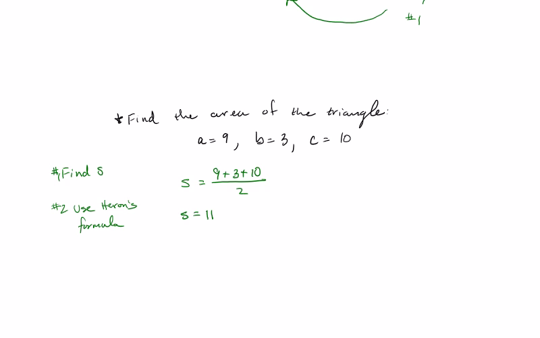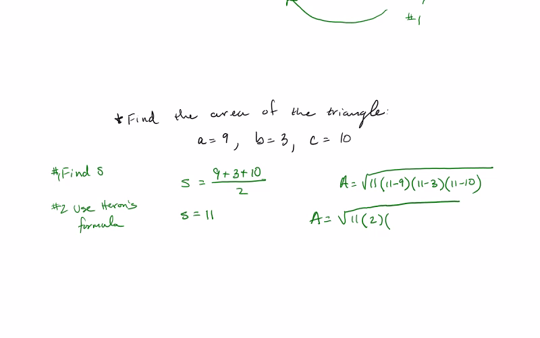Okay, so the area is going to equal the square root of 11 times (11 minus 9) times (11 minus 3) times (11 minus 10). Alright, so A equals the square root of 11 times 2 times 8 times 1. Great. And then you can just put that in your calculator and you'll get your answer. Okay?